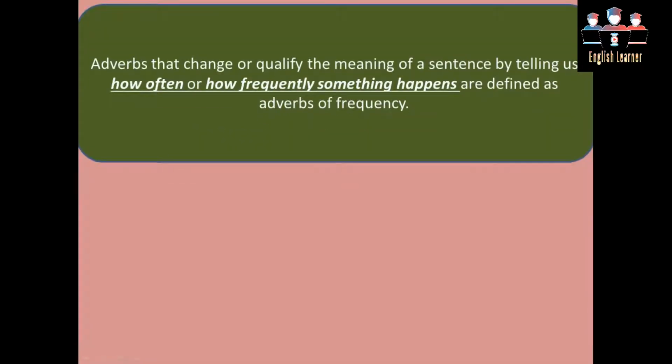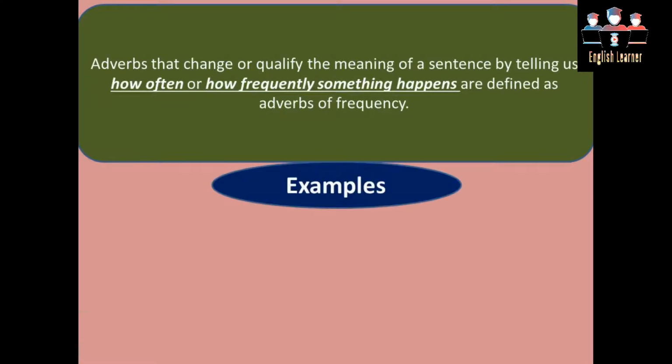So students, before moving towards the definition, let us understand the title of this topic. Adverb of frequency means such type of adverb that is going to indicate to us how often and how frequently an action is done in the sentence. Now let's move on to the definition. Adverbs that change or qualify the meaning of a sentence by telling us how often or how frequently something happens are called adverbs of frequency. Let's see the examples related to it.